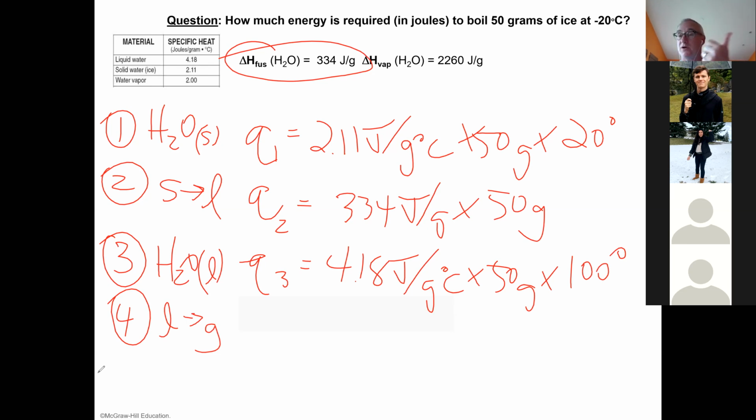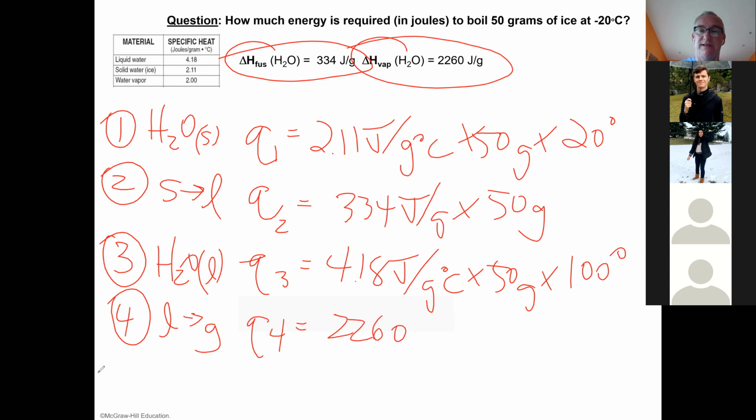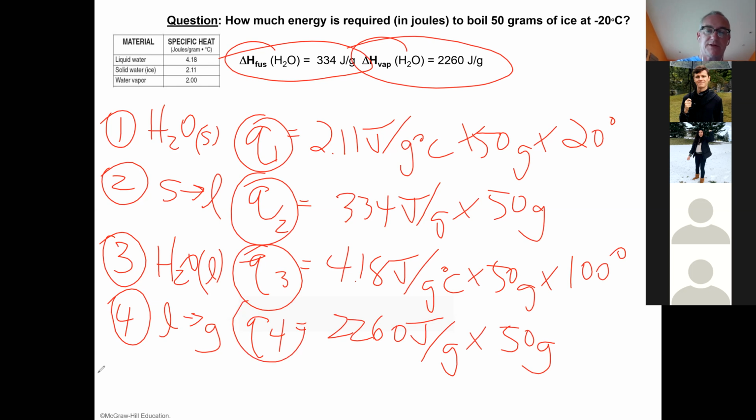Second phase change, liquid to a gas. So this time we're undergoing another phase change. So that will be independent of temperature because it's just going to stay at 100. And which phase change is it? All right, it's the phase change from a liquid to a gas. That's vaporization. So our Q4 is going to be 2,260 joules per gram times, again, our 50 grams. So to solve the problem, we would just add Q1 plus Q2 plus Q3 plus Q4. Add them all together. And that would be the total amount of energy required.